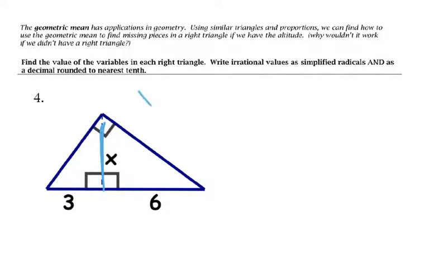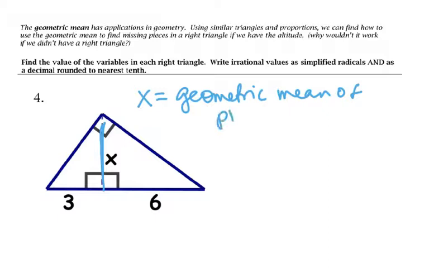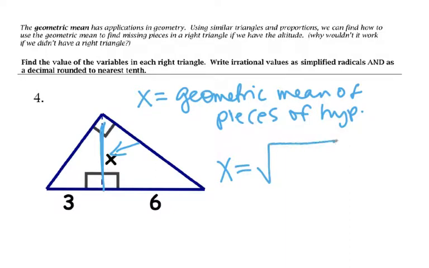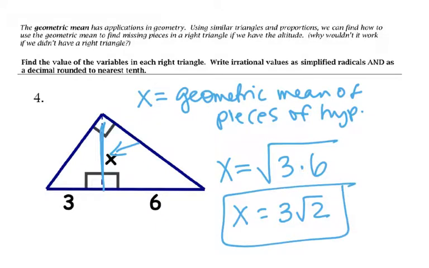So how can you find that? Well, x is going to be equal to the geometric mean of the pieces of the hypotenuse. When you have a picture like this with a segment that comes down, x equals the square root of 3 times 6. That's the square root of 18, which is 3 square root 2. So easily we can find it with that.